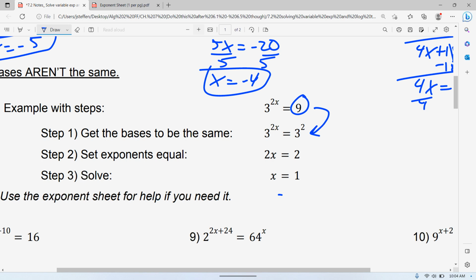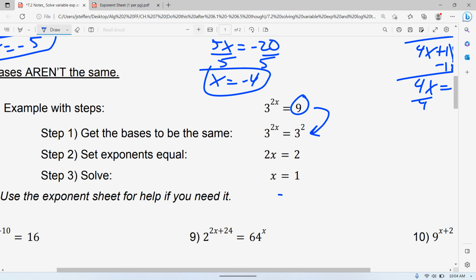But for the smaller base, that's usually what you're going to make it. So this one was 9. We changed it so the base is 3. 3 squared. The only other part, everything else is the same. That's an easy part. A lot of students don't do well with that.